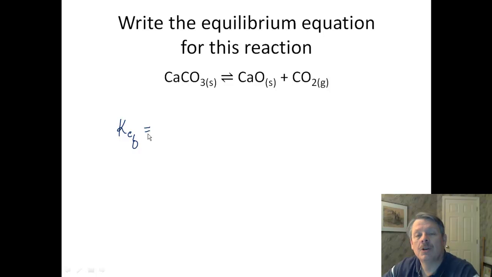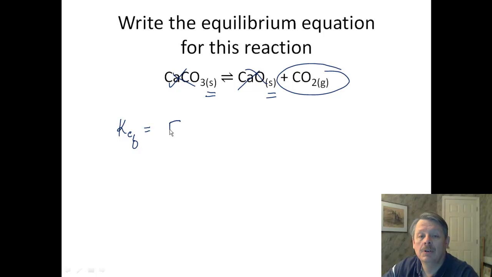So what'd you notice? Did you pick up on the fact that you've got two solids here? And remember, our rules say that we don't worry about the solids, so we just ignore them. So if we ignore this and we ignore this, what's left? Well, the only thing that's left is CO2. So our equilibrium constant is simply the concentration of CO2. And there's no coefficient to worry about, so that's your equilibrium constant. Very, very simple.